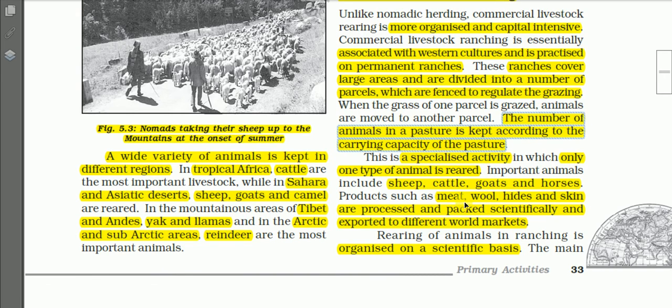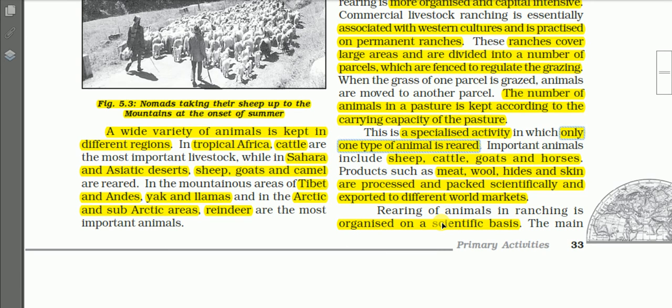Another important feature is that this commercial livestock rearing is a specialized activity in which only one type of animal is reared. In case of nomadic herding, we found that a wide variety of animals is kept, whereas in this livestock ranching, only one type of animal is reared. Important animals include sheep, cattle, goat, and horses. The products such as meat, wool, hide, and skin are processed and packed scientifically and exported to different world markets.